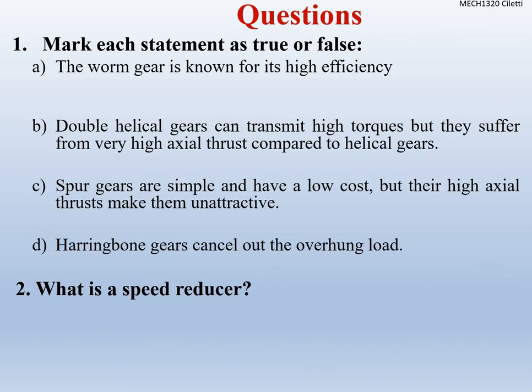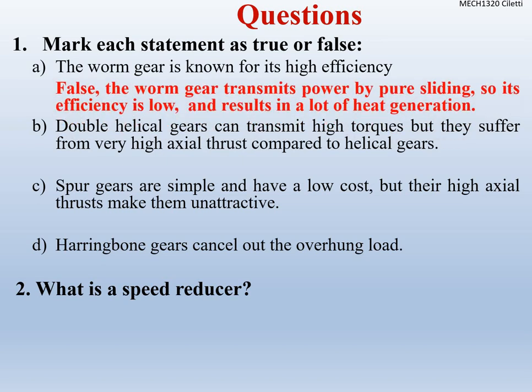All right, but let's do some end of lecture questions here. Let me know if these are true or false. So maybe pause this, see if you can go through and answer these, and then check yourself. The worm gear is known for its high efficiency. That one's false. Remember, that's sliding. The worm gear is doing more sliding, and it's only in one direction, so it's not efficient. It's very low, and we create lots of heat.